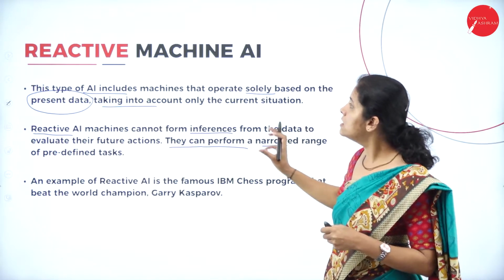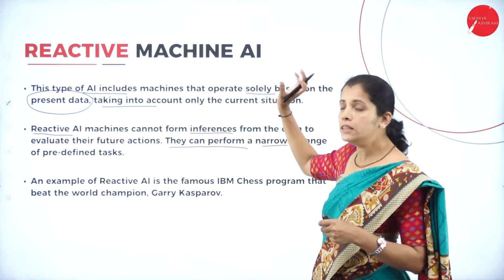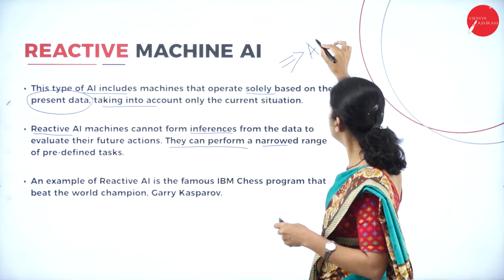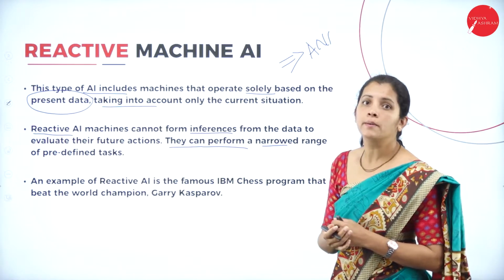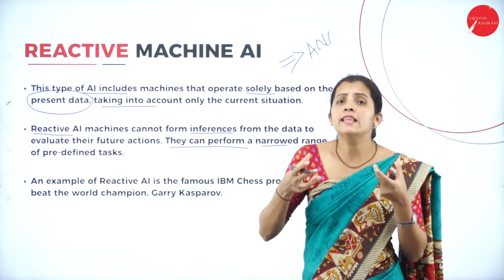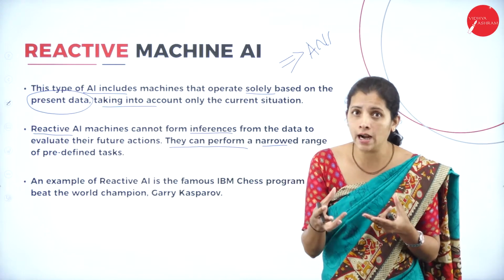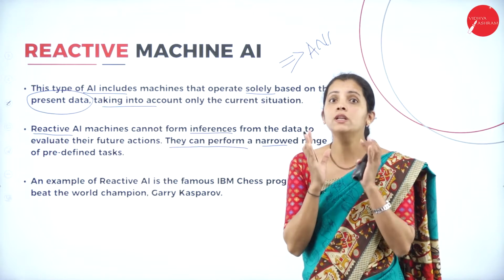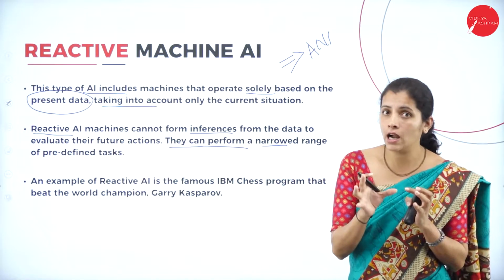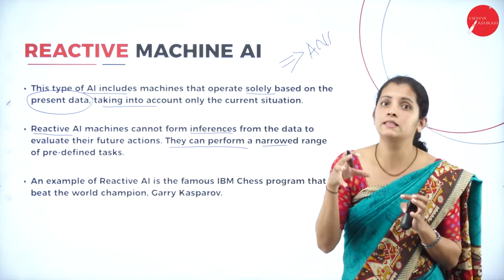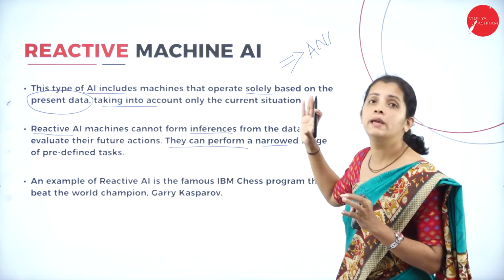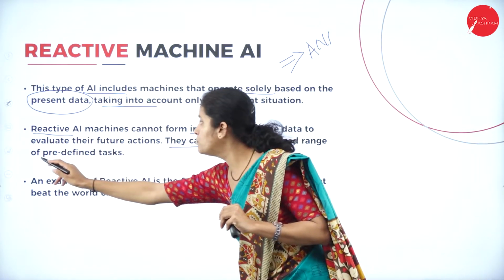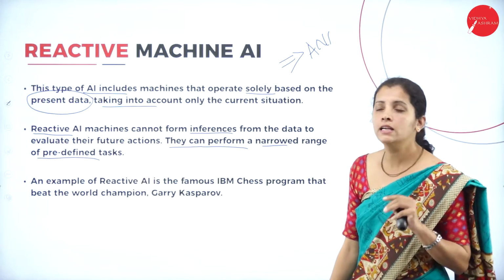And reactive machine AI is an example of artificial narrow intelligence, because it has a narrowly defined, that is narrowly predefined, set of data, and based on that present data it's going to make a decision or find the solution. So it's going to perform only predefined tasks.